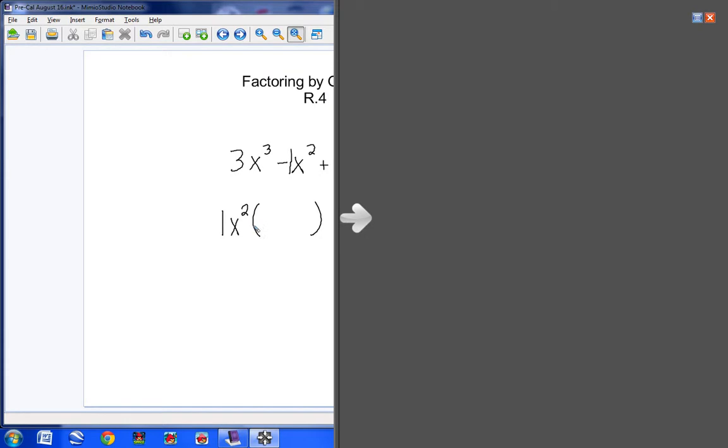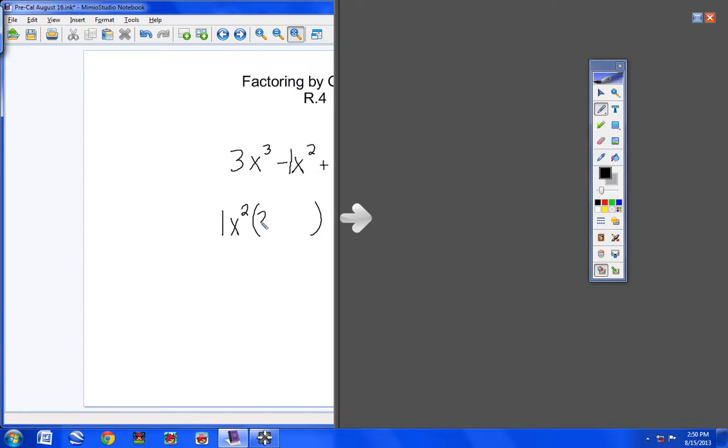And now watch. 1x squared times what would give me 3x cubed? Well, it should be 3x. Let's see if that's right. 1 times 3 is 3. X squared times x is x cubed. It worked. Now, 1x squared times what would give me a negative 1x squared? Well, probably a negative 1. Think about that, students. 1 times negative 1 is negative 1, and x squared times no x's is x squared.